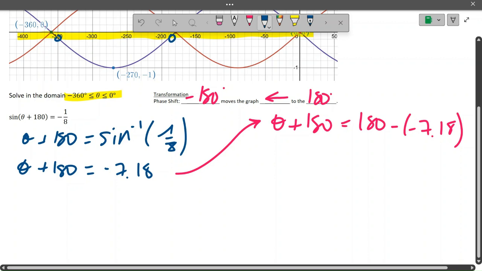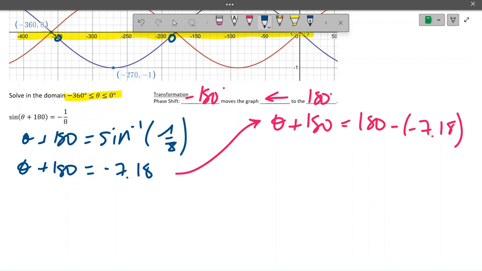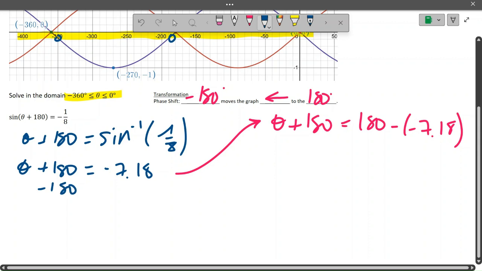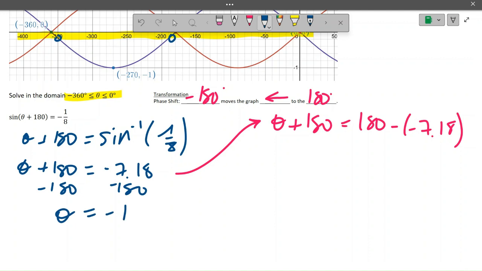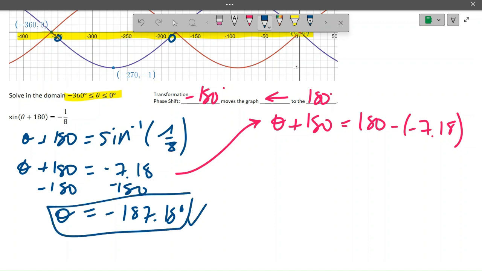Okay, I'm coming back to the blue side, and I'm going to go ahead and solve. I'm going to subtract 180 degrees from both sides because I am getting theta by itself. When I do that, I end up with negative 187.18 degrees. That falls within our domain of negative 360 to 0 degrees. Okay, I still want to just always get in the habit of doing this check. Are there any other values within our sine wave? Remember, it repeats every 360 degrees. So I'm going to say if I add or subtract 360 degrees, do I get another value that falls within our domain? The answer is no. They're both either too big or too small.